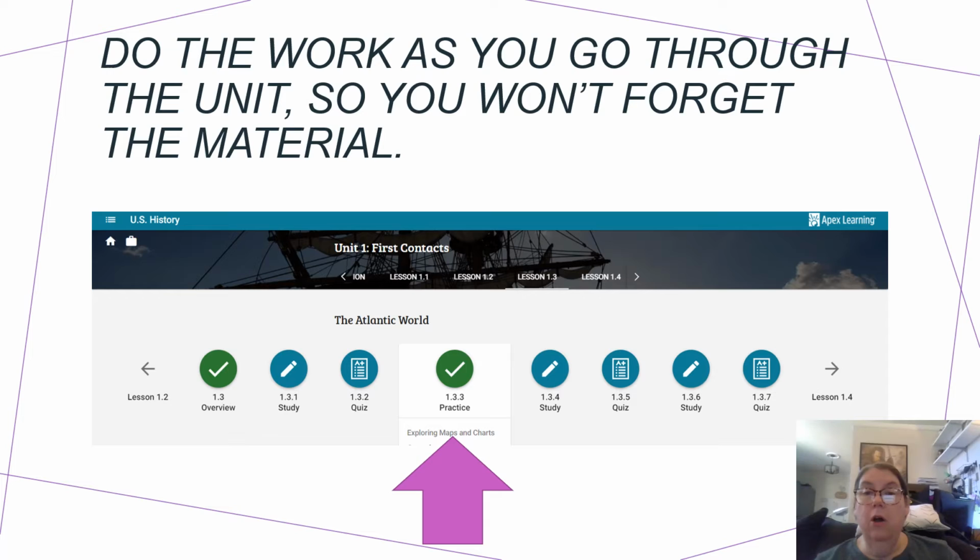Do the work as you go in the unit because you don't want to forget the material. So here you'll notice that you have the overview, study, a quiz, and then a practice. So the things that you did in the overview and the study and on the quiz will help you do the practice. If you wait till the end of the unit, you may forget some things, which if you do them when they're fresh, it'll make the assignment much easier. But if you choose to wait till just before you take the unit test, you can do that, but just know that you might need to spend a little more time reviewing.